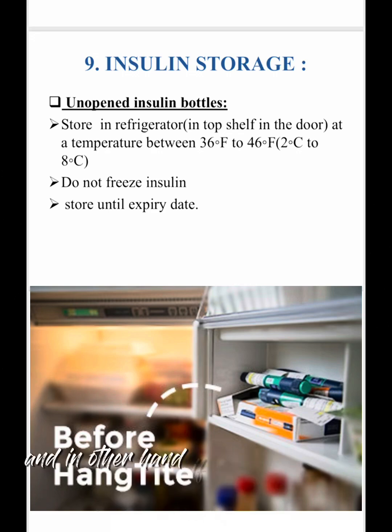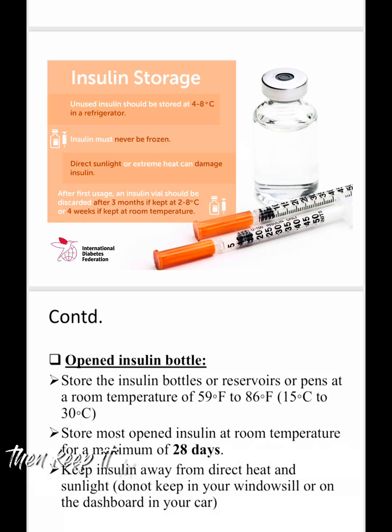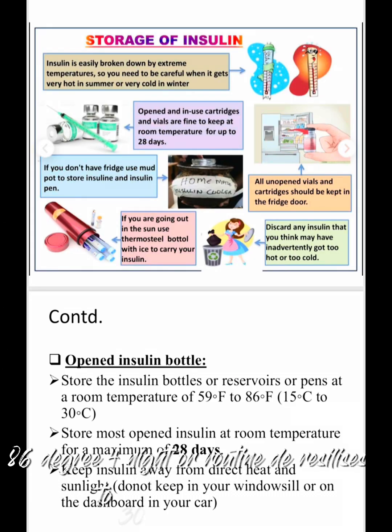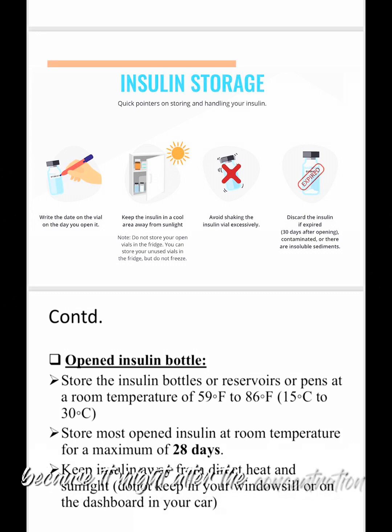On the other hand, if the insulin bottle, reservoir or pen is open, then keep it at a room temperature of 59°F to 86°F or 15°C to 30°C, and we can store the open insulin at room temperature for a maximum of 28 days. But do not keep insulin in direct heat or direct sunlight, because it might alter the concentration.